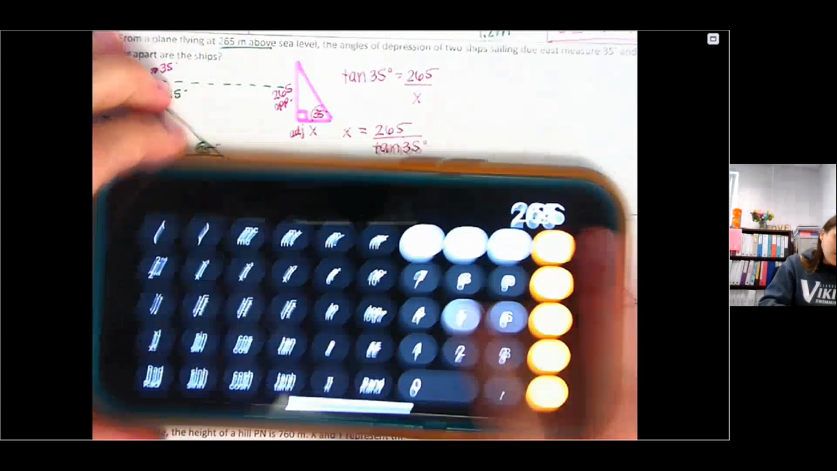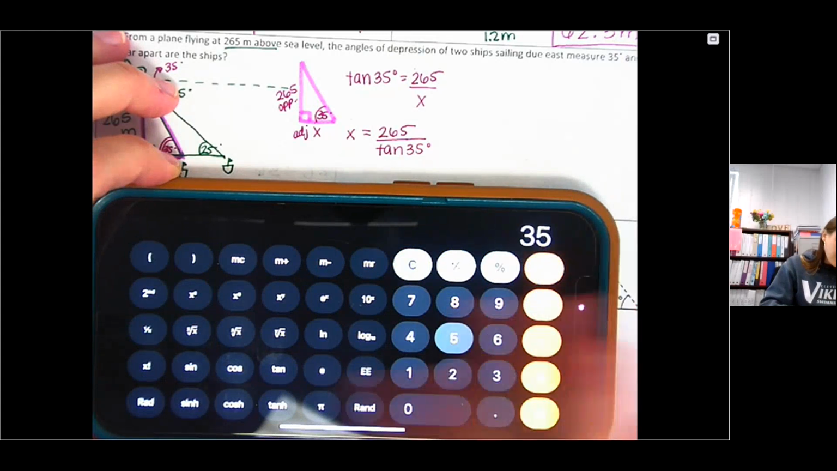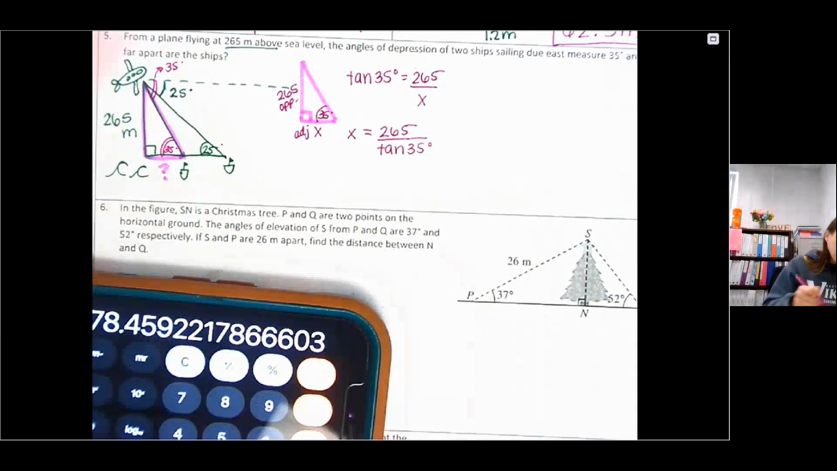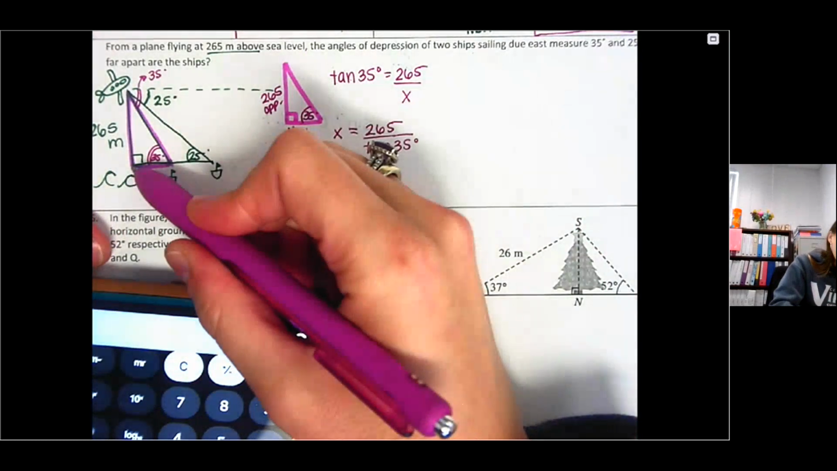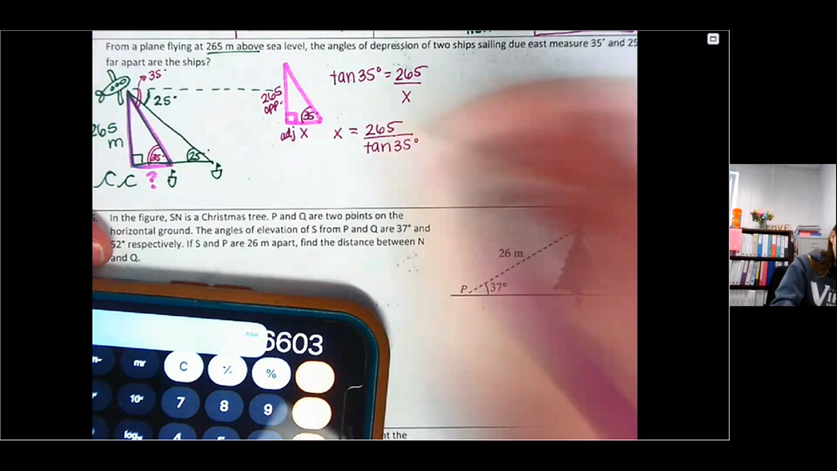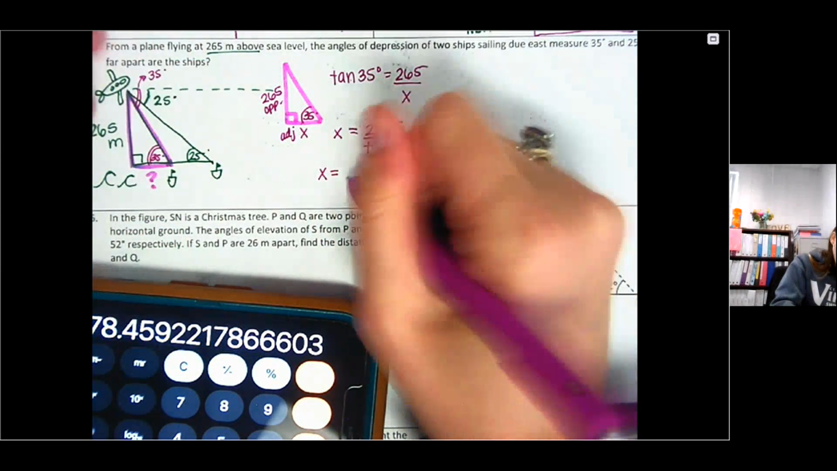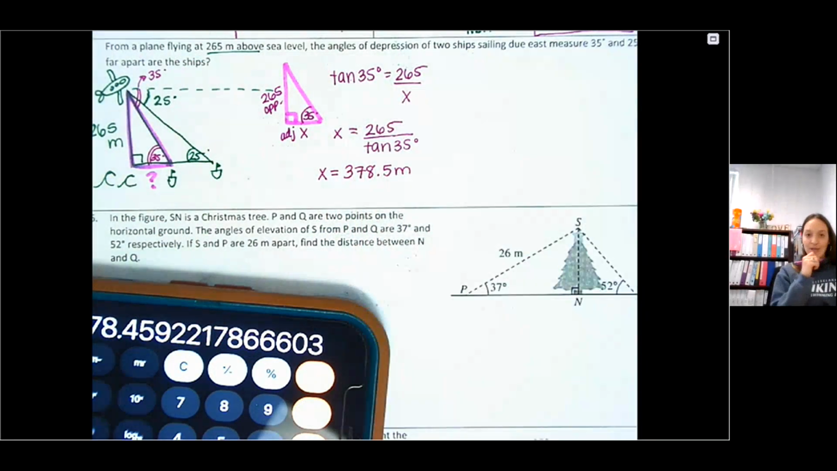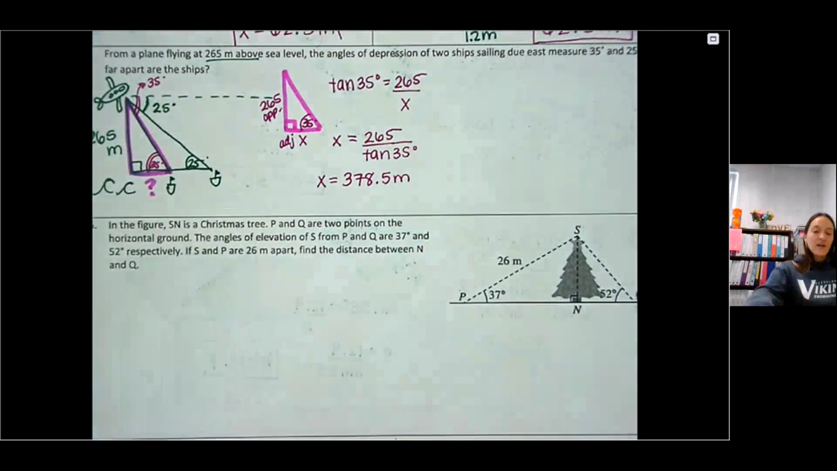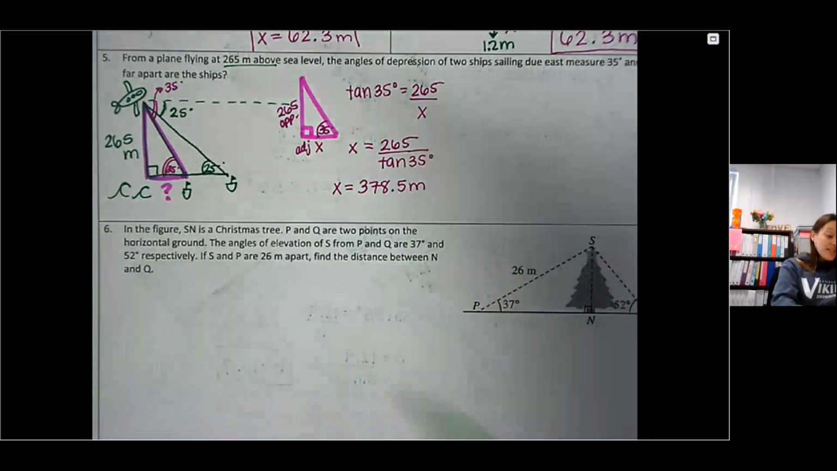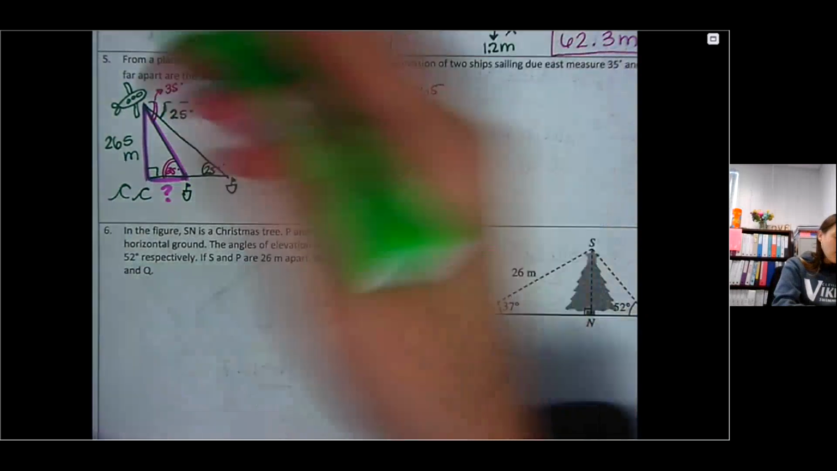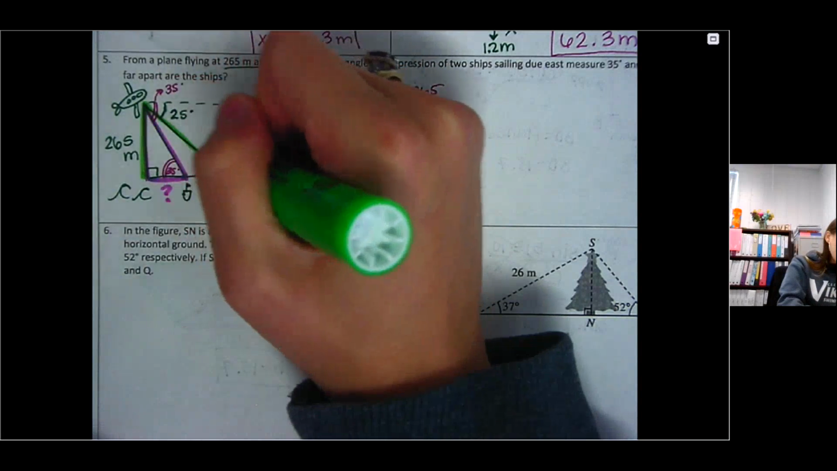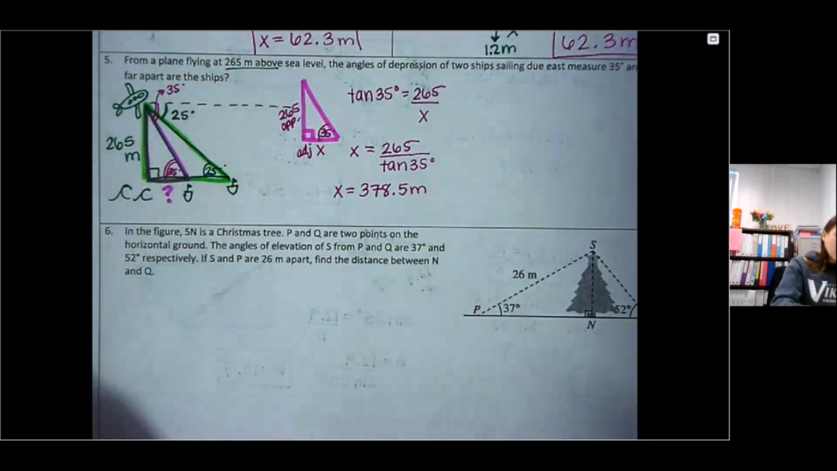So 265 divided by tan 35 equals about 378.5. So the first distance right here from the edge to the first ship is 378.5 meters. That's the first one. Now we're going to do the same idea for the second triangle. Now, this little piece over here is not the second triangle. The second triangle is, again, from where the plane is all the way to the edge over here. So it's a much bigger triangle now.